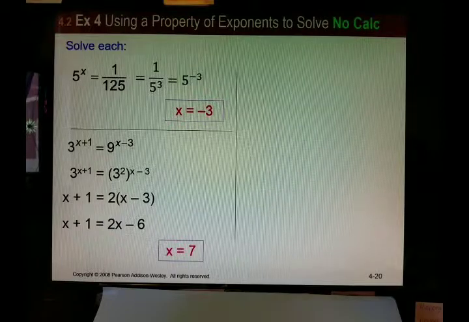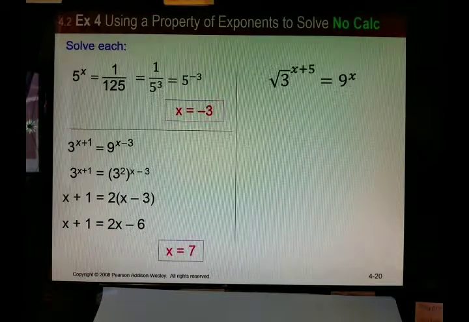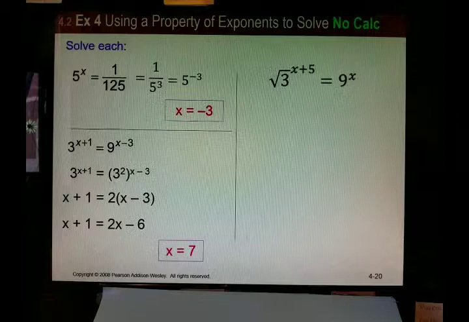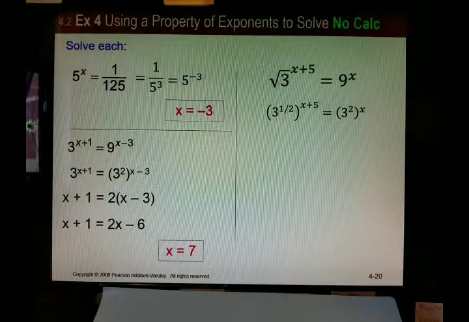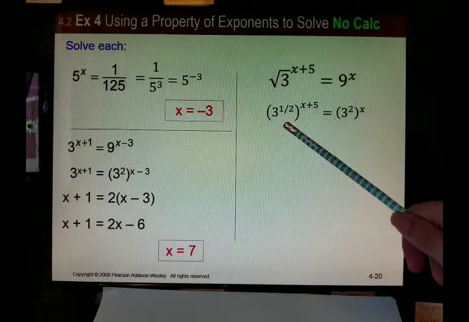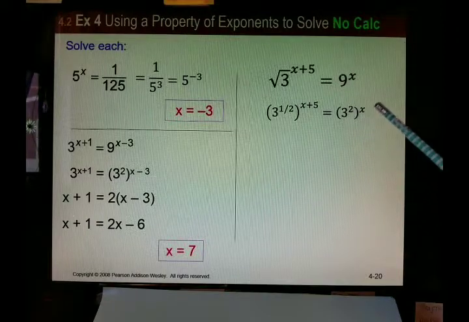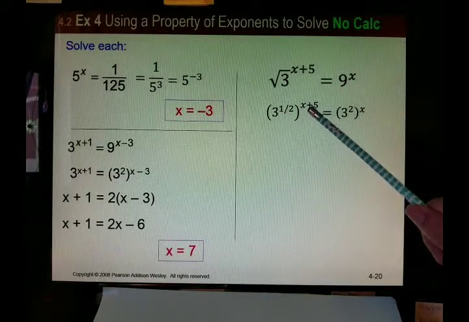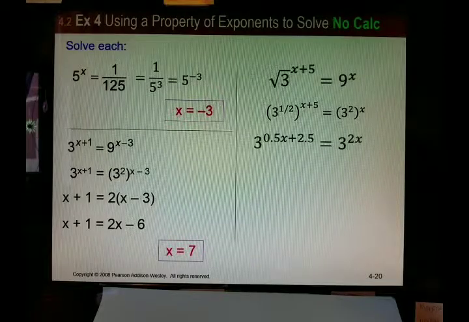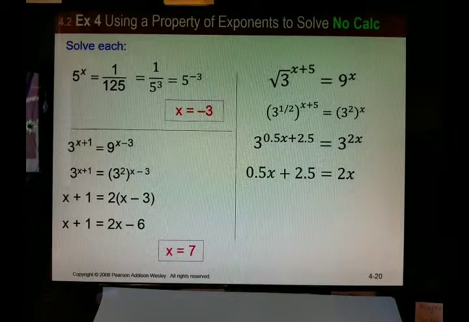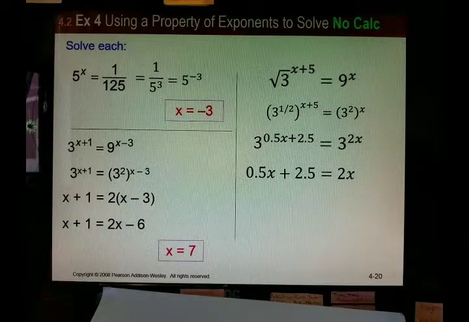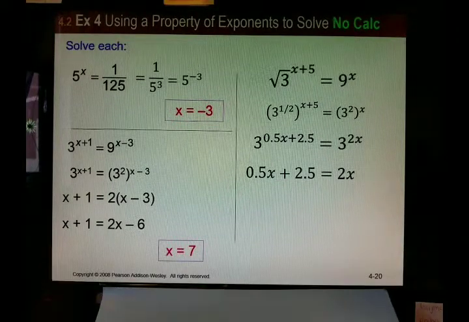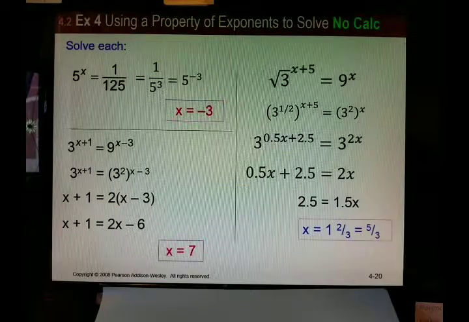Again, you want to write these with the same base. This one looks like I can't do it the same base, but we can. See, the square root of 3 means 3 to the 1/2. 9 means 3 squared. So we can still write that with the same base, even though it doesn't look like it. So again, 3 to the 1/2 for the square root. 9 happens to be 3 squared. So now I've got 2x equals whatever a half times each of those is. So therefore, I go ahead and subtract the 0.5x from both sides. Divide both sides by 1.5, and that would give me 5/3.